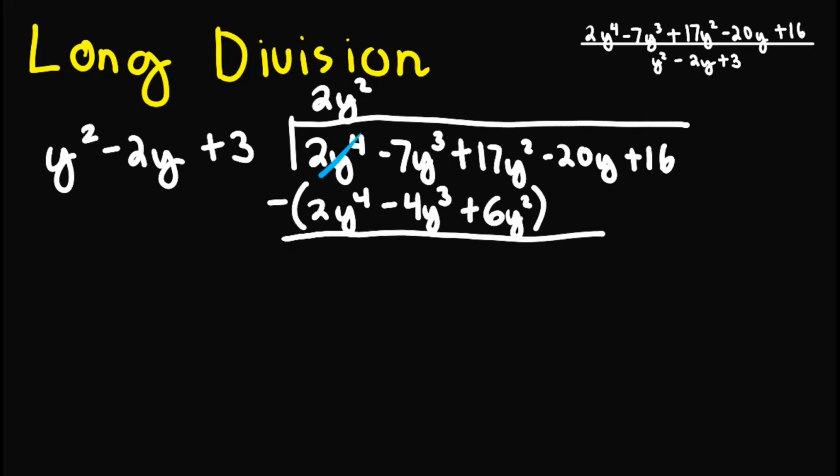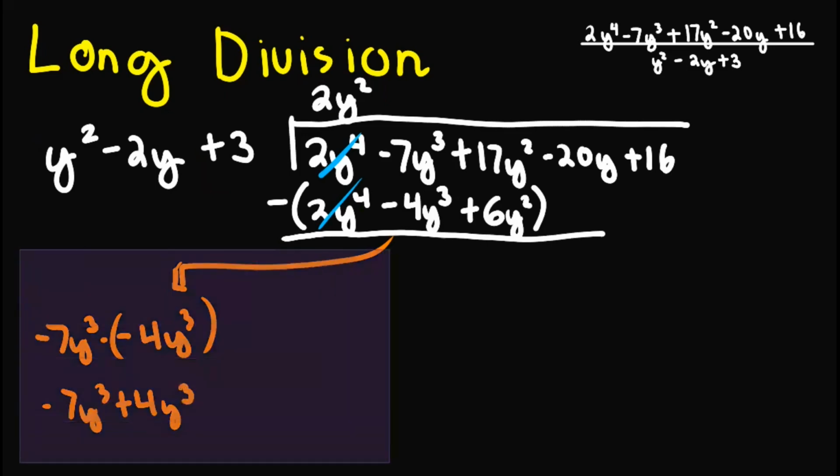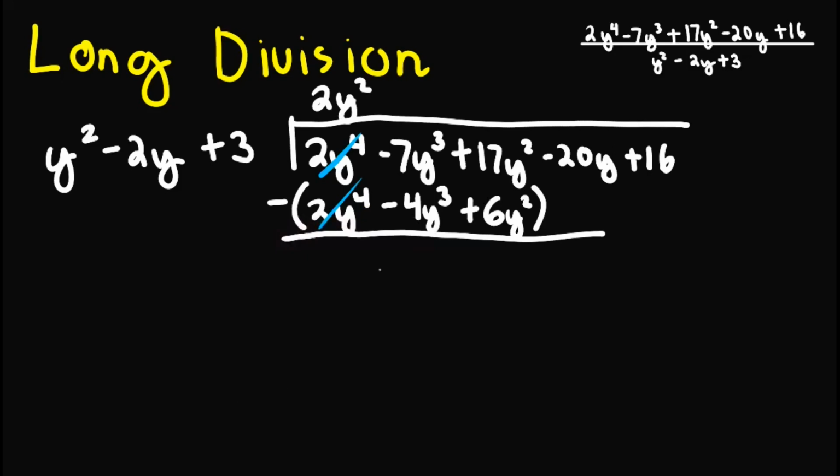Subtracting, this one will give us 0. Negative 7y cubed minus negative 4y cubed: we distribute the negative sign, which gives us negative 7y cubed plus 4y cubed, or simply negative 3y cubed. And this one, 17y squared minus 6y squared, is 11y squared. Then we bring down the next term.